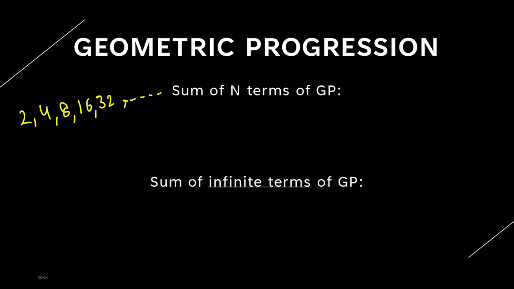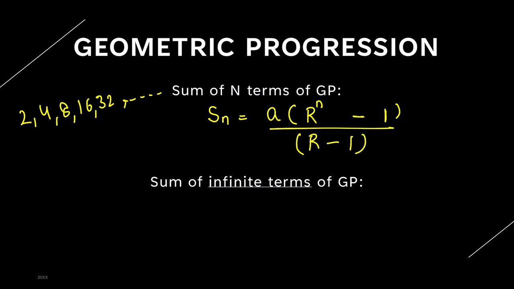So in case of GP, the sum of n terms is a into r raised to power n minus 1, upon r minus 1. I am writing it like this so that there is no confusion, because in the nth term we had power of r as n minus 1. Here we have power of r as n. So the formula for the sum of n terms of a GP is a into r raised to power n minus 1, divided by r minus 1. I hope this is clear. This is the sum of n terms of GP.